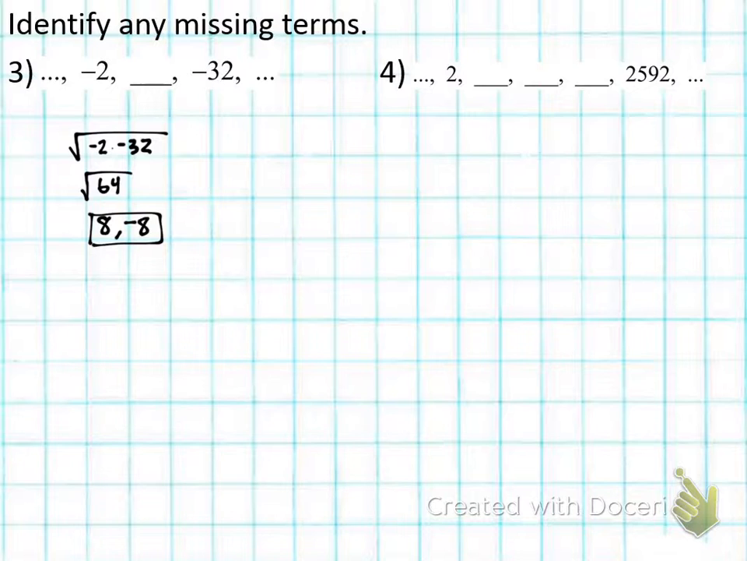Y'all got that? Okay, now watch me do number 4. Number 4 looks a little crazy, but it's not that crazy, okay? So we got 3 missing terms in the middle here. We have 2 outside terms, okay? Always focus on the middle one first, okay?